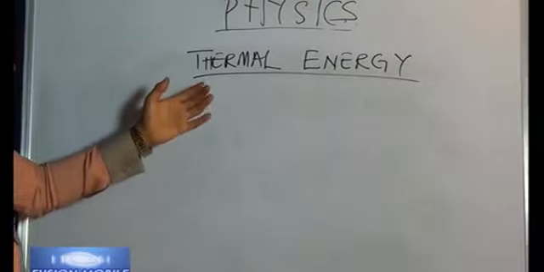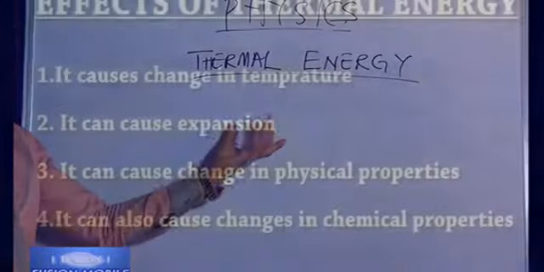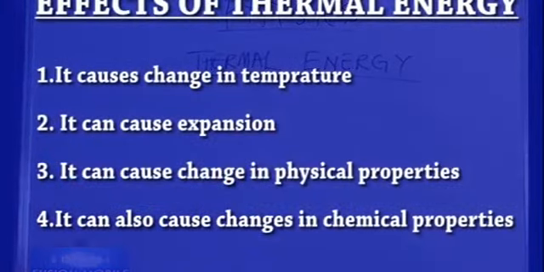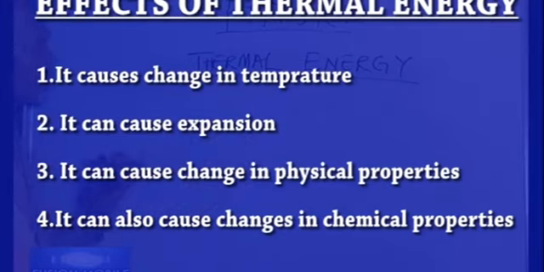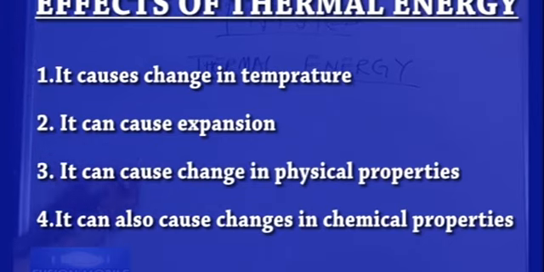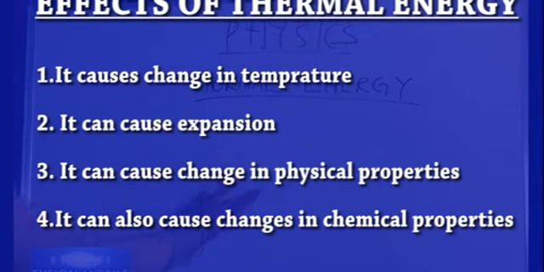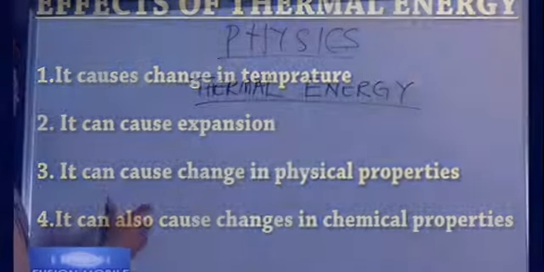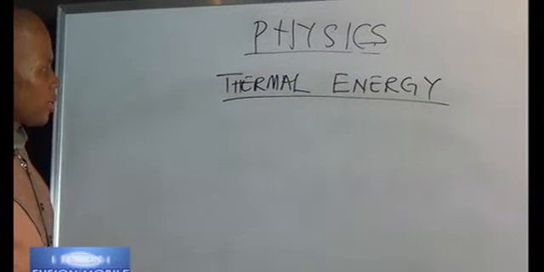From there we can bring effects of heat on matter or body. First, heat causes change in temperature. That one is included in the definition, and that's the basic thing. It causes change in temperature. Secondly, it causes expansion. Third, it can cause physical change, or changes in physical properties. It can also cause changes in chemical properties. It can also even cause change in color and some other things.